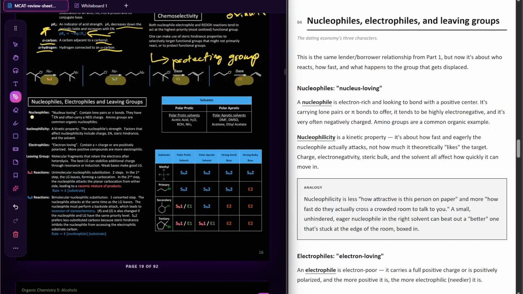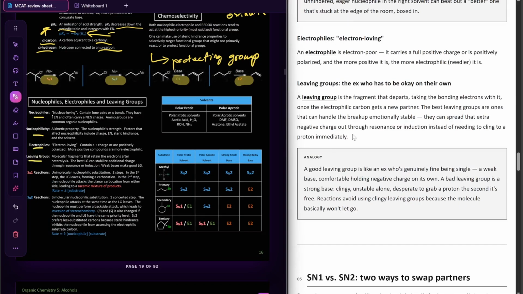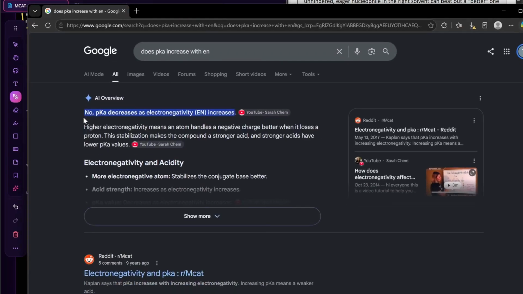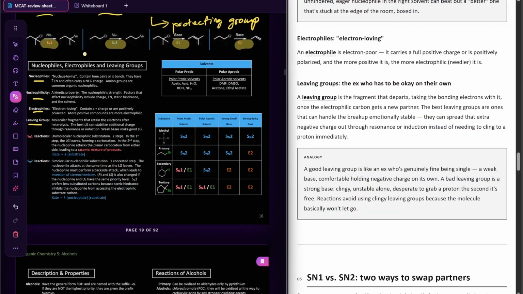So now we can go on to the nucleophiles and leaving groups. We already went over nucleophile, nucleophilicity, and electrophiles, which is great. And we also went over leaving groups. Another thing that was actually wrong up here, it says that pKa decreases down the periodic table and increases with EN. I searched that up on Google, and it says no, pKa decreases as EN increases. So that's something to note. This is probably wrong over here about pKa, so be careful with that one.